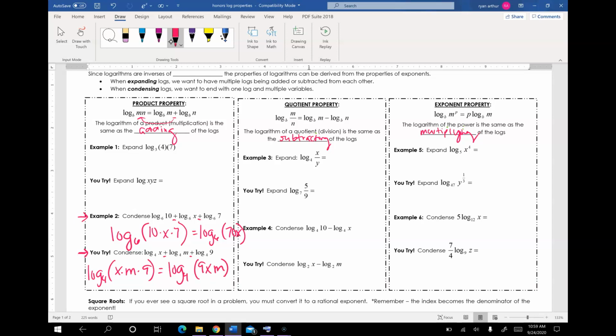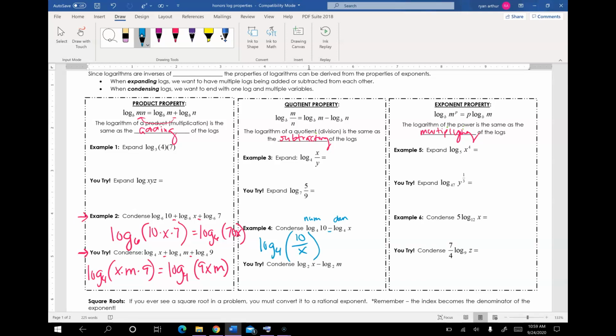So just properly, it would be 9xm. Okay? All right, let's look at the quotient property with condensing. Okay, so this one is subtracting 2 logs. That means I'm going to be dividing. So I'm going to have one log, log base 4. The first log is your numerator. The second log is your denominator. So it's going to be 10 divided by x. And that is going to be your answer.